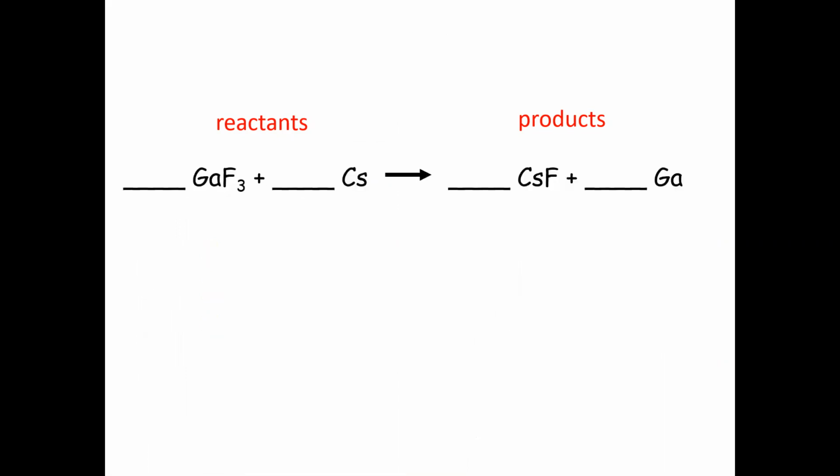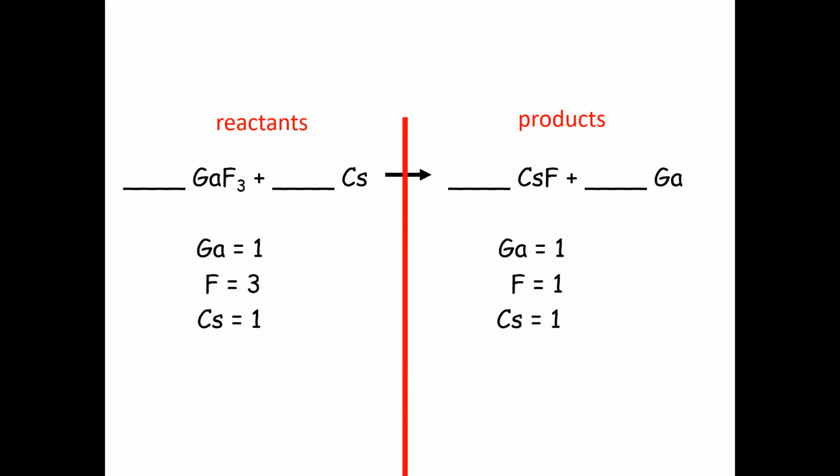Right, next example. Again, separate your reactants from your products. Do your tally. You can see that you've got 1 gallium, but you've got 3 fluorines on this side, only 1 on that side. So putting a coefficient 3 in front of cesium fluoride means that you've now got 3 cesiums, but 3 fluorines. Now, to ensure that you've got an equal number of cesium atoms on the reactant side, you put the coefficient 3 in front of cesium, and now your equation is balanced.